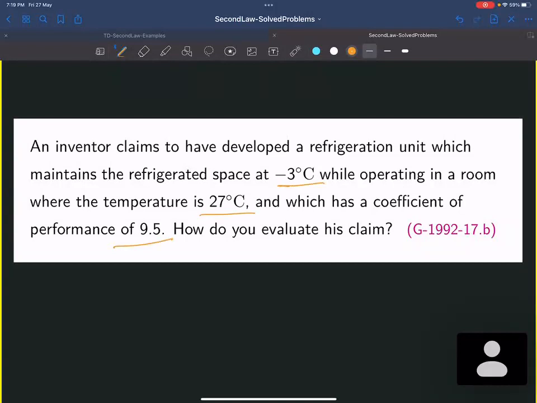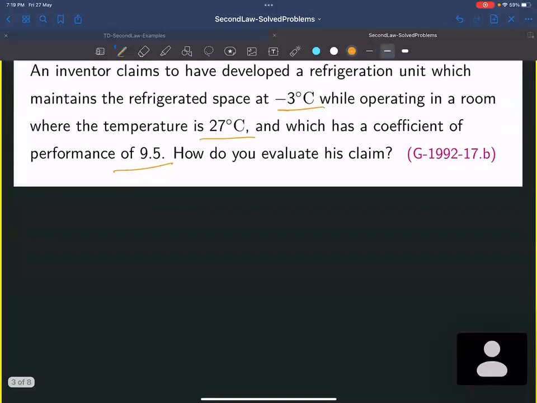You can check this coefficient of performance against the maximum performance possible, and you can say whether this claim is feasible or a false claim. So let me give the title here: Evaluating a claim based on thermodynamics.